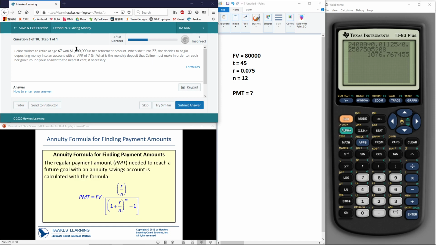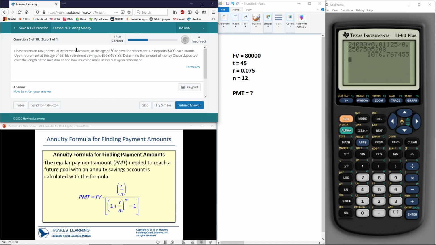She wants to retire with $1,400,000. When she turns 22, she begins making deposits into the account with an interest rate of 7%, and that's a monthly payment. What monthly payment does she need? That's the same problem. So try that out with the same method, and you should get it.